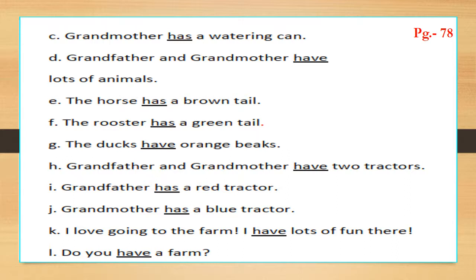Let's see the K part. I love going to the farm. I have lots of fun there. So children, I is singular, but we will write with the I subject have. With the I and you, we will write have. Let's see L sentence. Do you have a farm? Here, in this we will write have because always use have with I and you.